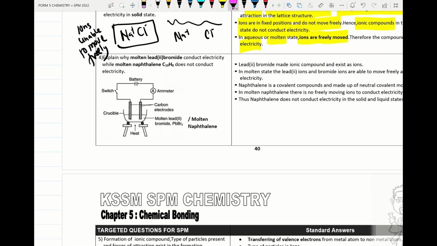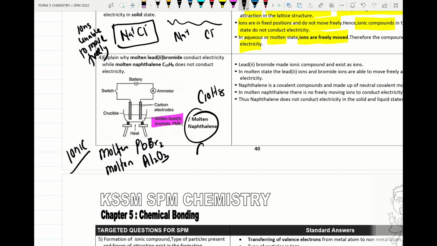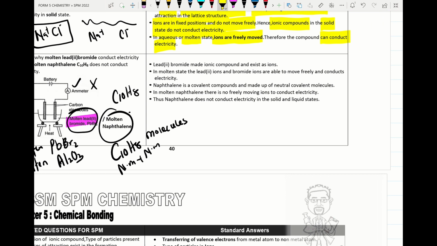When they give two different types of compound, one is molten lead(II) bromide or molten aluminum oxide, all of these are ionic compounds. They can conduct electricity. Naphthalene, C10H8, is made up of non-metal plus non-metal. They exist as neutral molecules. Therefore, there is no freely moving ion to conduct electricity. So for this, the ammeter needle will deflect and show a reading for molten lead(II) bromide. When we repeat the experiment by using molten naphthalene, the ammeter needle does not deflect and show a reading. So how to explain the answer?